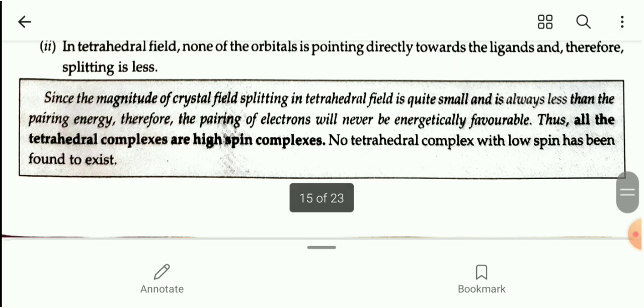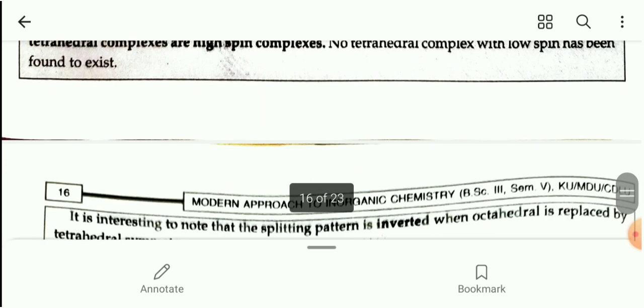Since the magnitude of crystal field splitting in a tetrahedral field is quite small and is always less than the pairing energy, the pairing of electrons will never be energetically favorable. Thus, all the tetrahedral complexes are high spin complexes. No tetrahedral complex with low spin has been found to exist.